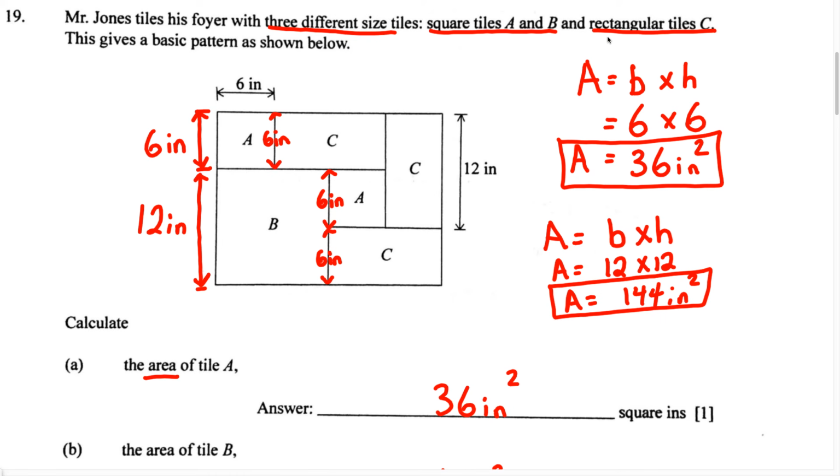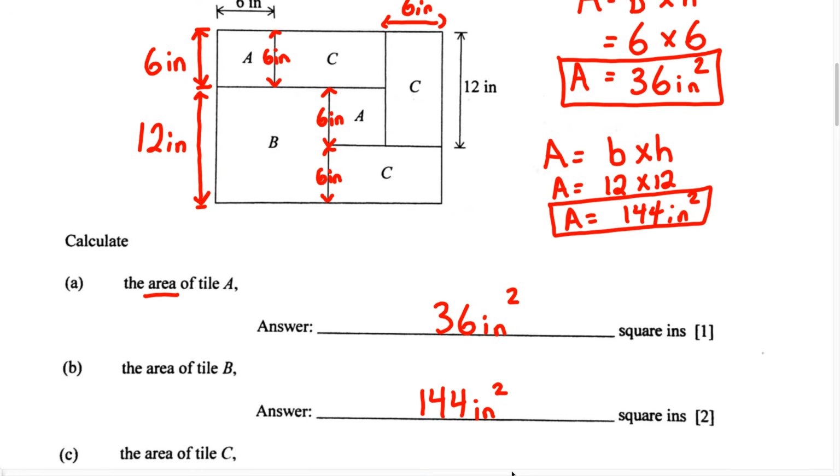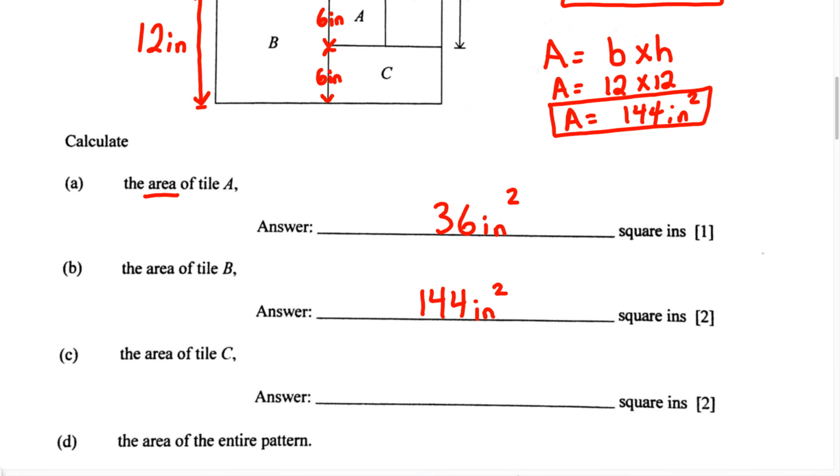Now we know tile C is a rectangular tile. If it has 12 inches for the long side, we know the short side is going to be 6 inches. So to find the area of tile C, we're going to use the area formula for a rectangle, which is base times height. We can say area equals base times height. We can say the base is going to be 12 multiplied by the height, which is going to be 6. When we put this in our calculator, we're going to get 72 inches squared. This would be our answer.